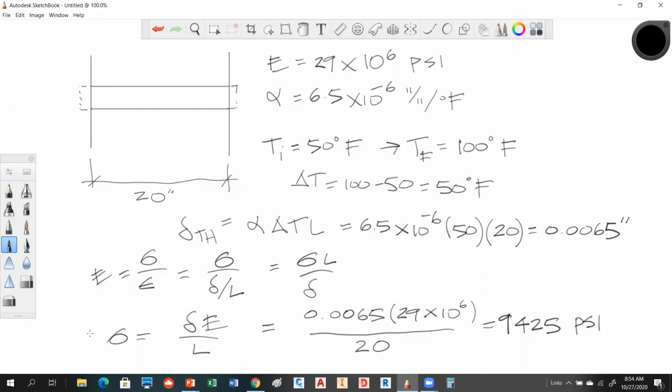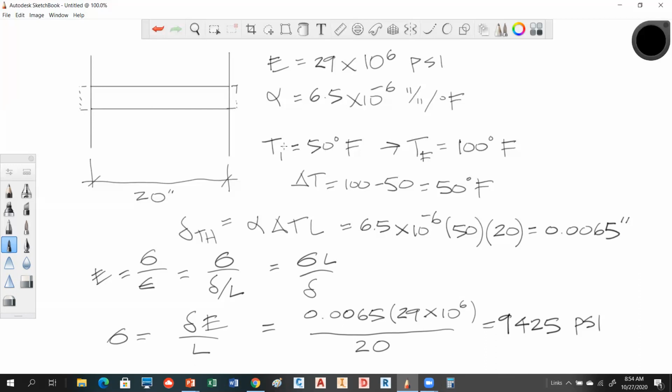Remember, this was a fixed condition initially, so this 20 can't change, right? With that temperature change, that bar wants to be 20 inches plus 0.0065. The walls aren't letting it. So yes, those equations are exactly the same. They're just written differently, that's all.